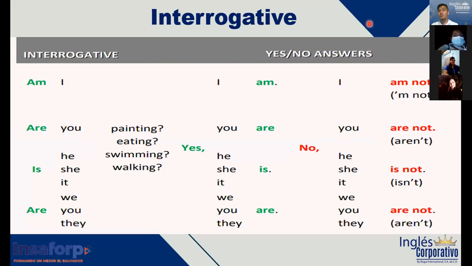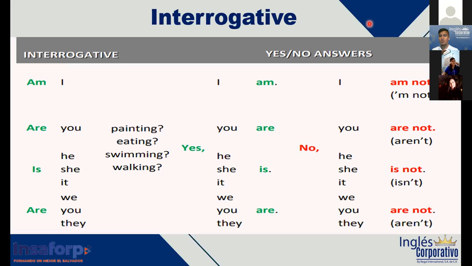Now, I have one question for you all. Can I use a WH question to make a question in present continuous? If you say yes, please give me an example. Yes, teacher. My example is, what are you doing? That's the most famous one. Okay, that's good.